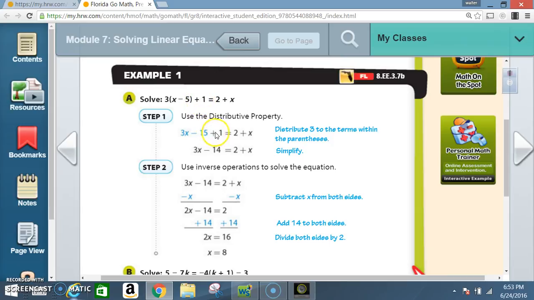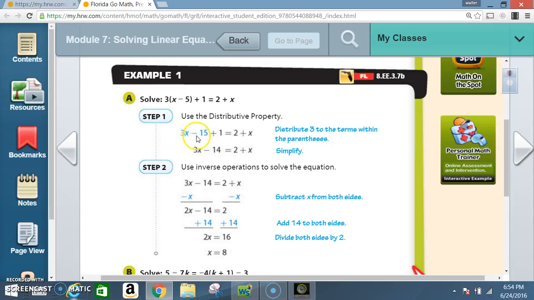We bring down that plus 1, bring down the equal sign, bring down the 2, bring down the x. Next we look to simplify. To simplify, we're going to combine all terms that are alike on the left hand side and all terms that are alike on the right hand side of the equal sign. On the left hand side, 3x is by itself. There are no other x's on the left hand side other than 3x, so we bring that down. There's nothing to add or subtract to it.